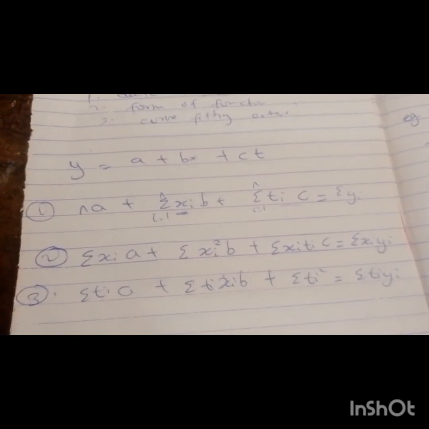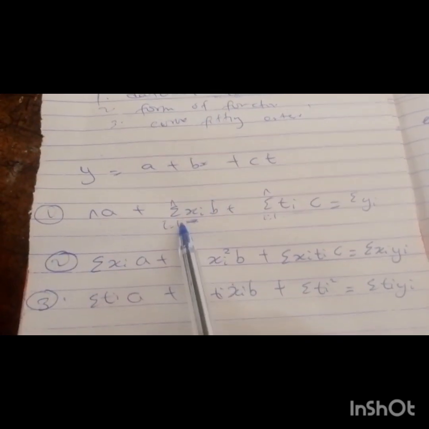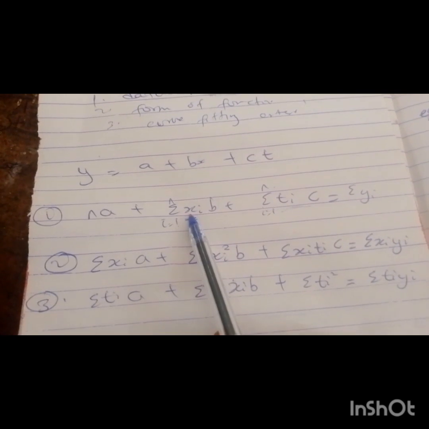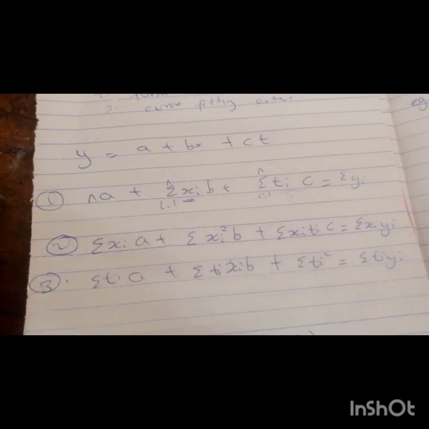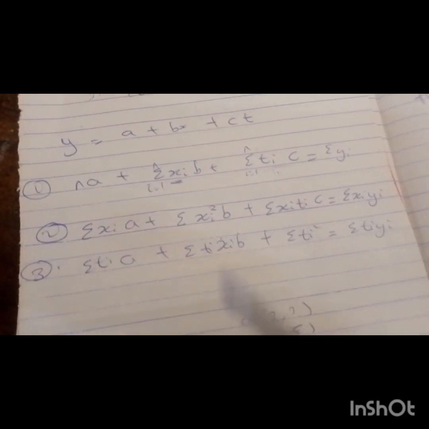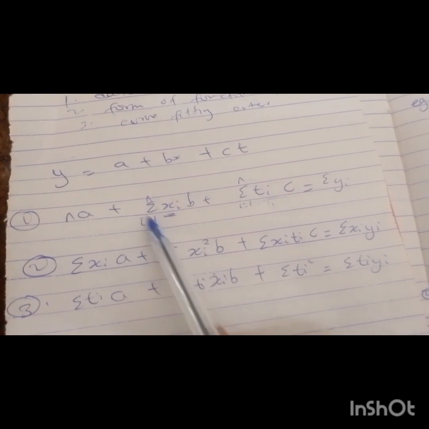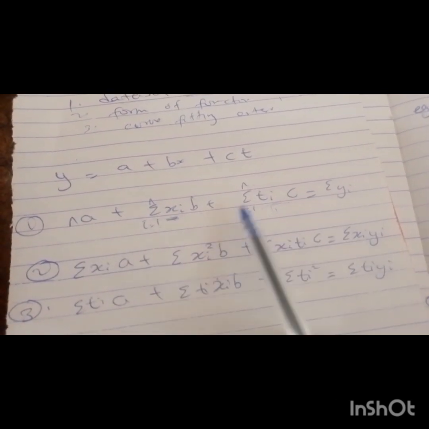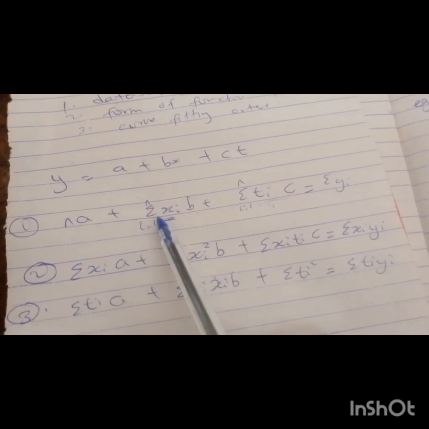Okay, so let me go over the whole process again. To generate your first equation, you have Na plus everything else, right? So summation of xi b plus summation of ti c equals summation of yi. For a second equation, you have to multiply this by each of the terms. So this is your base equation, and you just take this and multiply through.